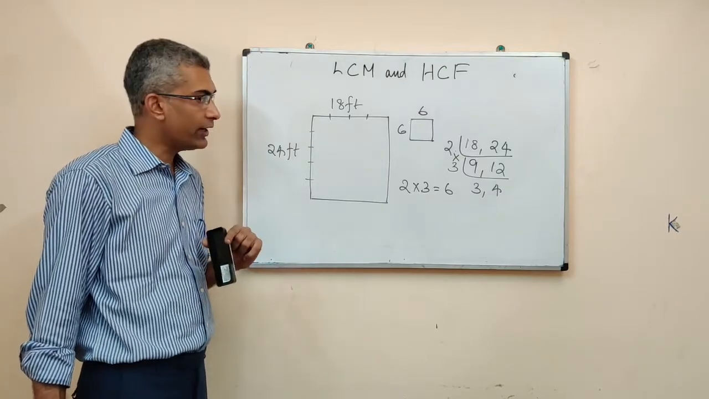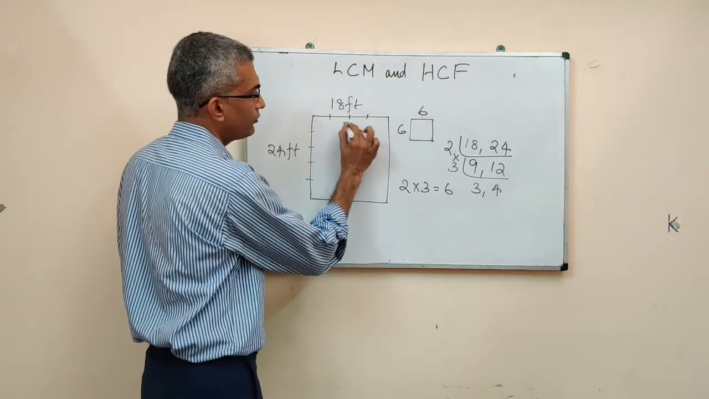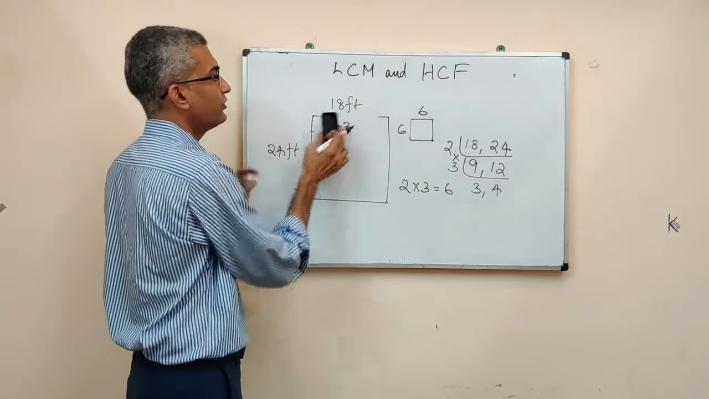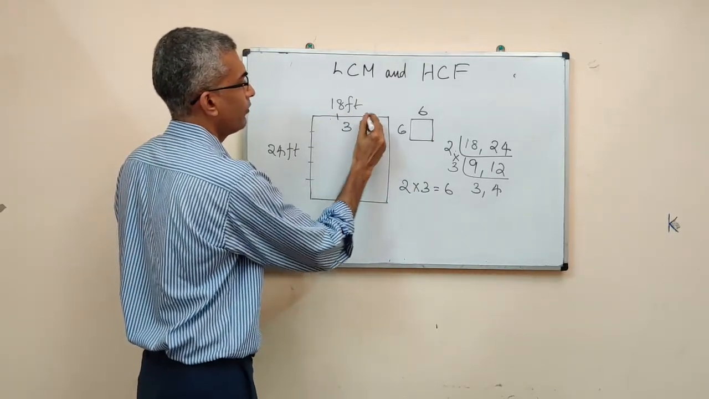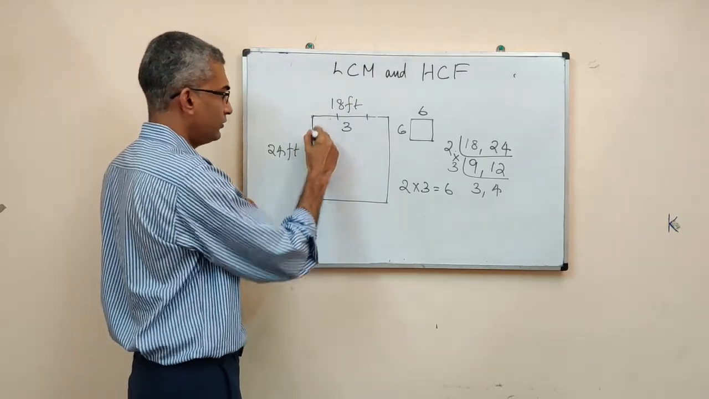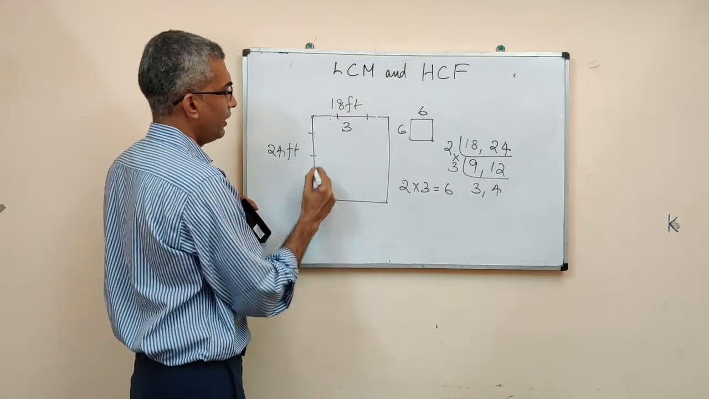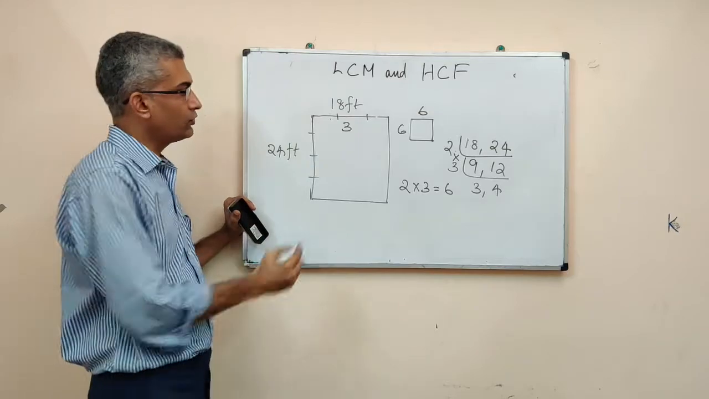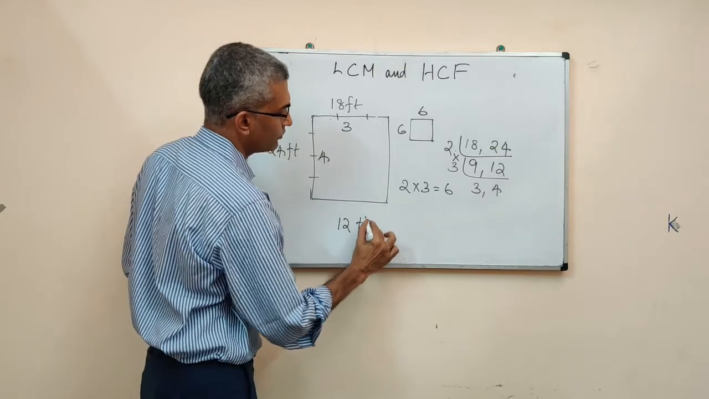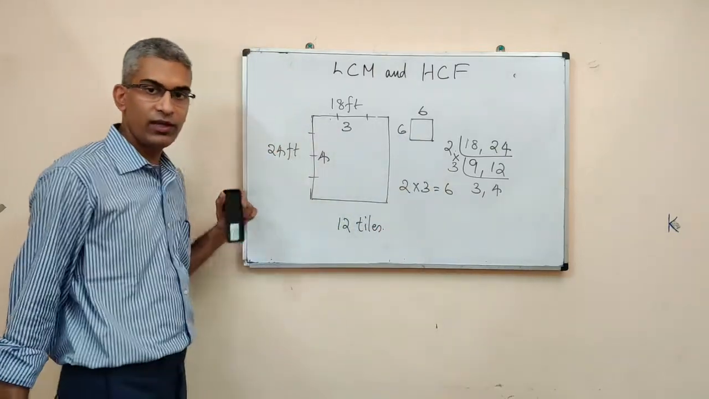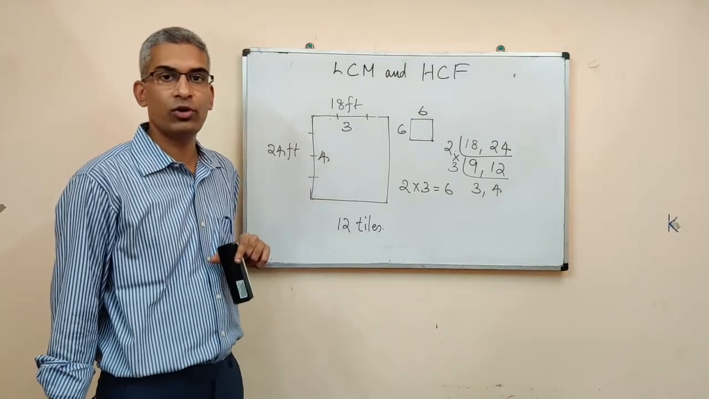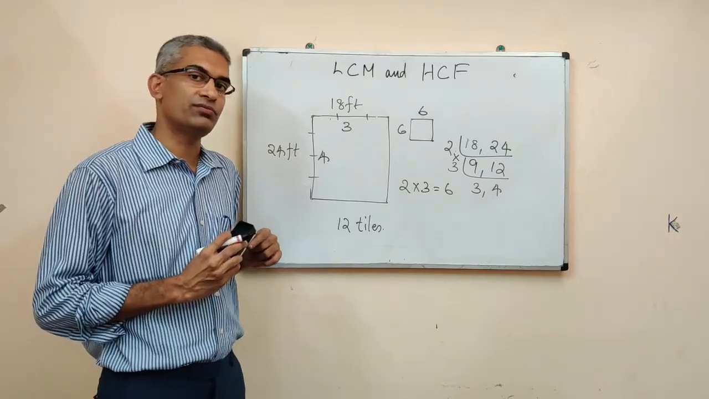How many such tiles will be required? I will need 3 tiles in this direction because 18 divided by 6 will be 3. So I put 3 tiles in this direction. What about in this direction? 24 divided by 6 will give me 4. So essentially I will use 4 such tiles in this direction. So 3 tiles multiplied by 4, I will be using 12 tiles of dimension 6 feet by 6 feet for tiling this floor. Okay, I hope you understood the concept of LCM and HCF very much. Thank you.